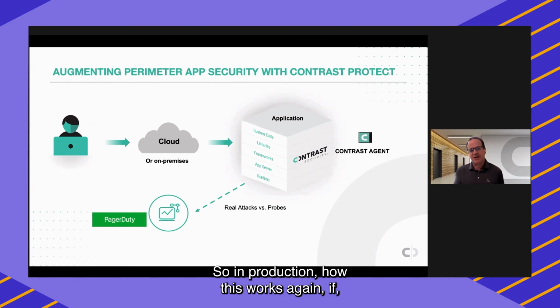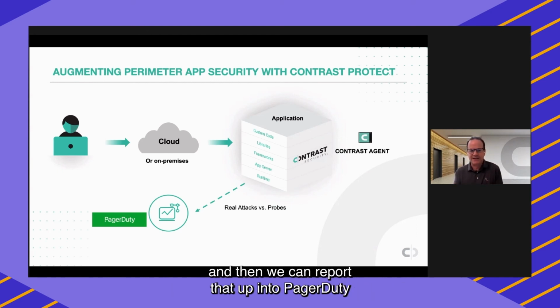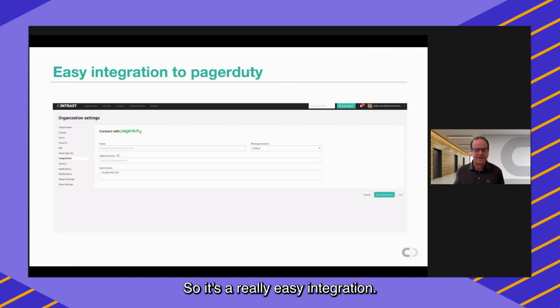So in production, how this works: if you look at that same big block, your application is running. It's got the Contrast agent. Someone on the left-hand side, the user, is coming in through the cloud or through your on-premises deployment, trying to exploit a vulnerability. We detect that with the embedded agent, and then we can report that out into PagerDuty to actionize and take action on that threat. So it's a really easy integration. On the Contrast side, you can see here, it's just putting in some credentials. We have this built into our software, so you integrate right into PagerDuty very quickly.